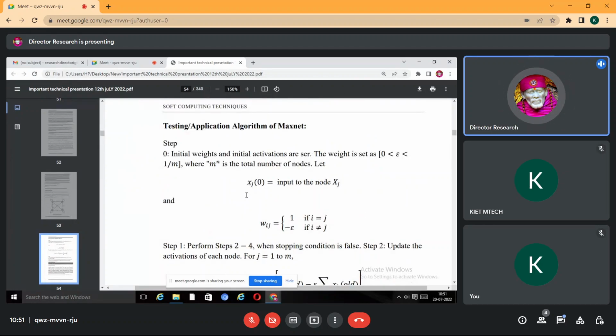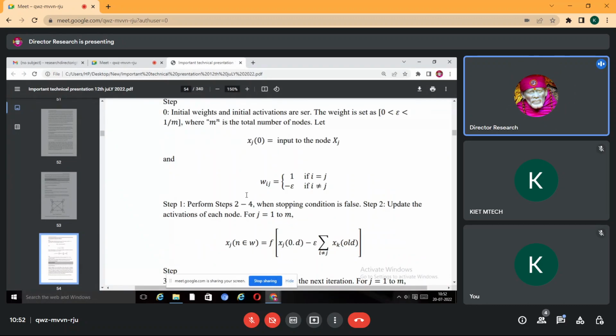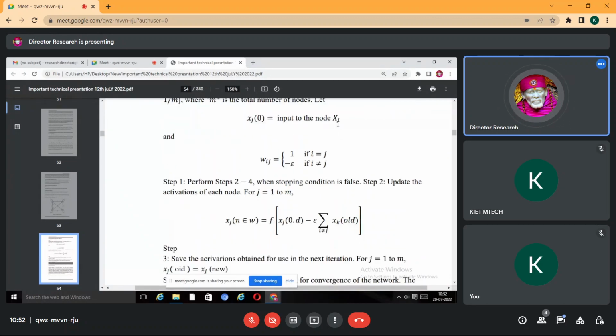Testing application algorithm of MaxNet. Step 0: initial weights and initial activations are set. The weight is set as 0 < epsilon < 1/m, where m is the total number of nodes. xi(0) is equal to the input to node Xj. Wij is equal to 1 when i equals j, and it is minus epsilon if i is not equal to j. Just don't miss this logic.